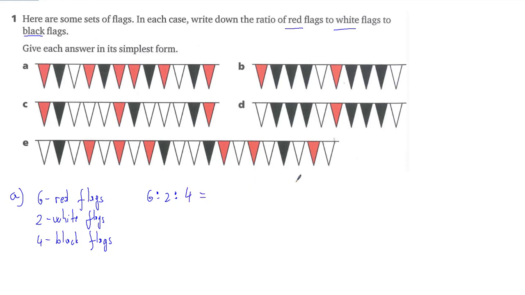As we can see, the greatest common factor of 6, 2, and 4 is not 1, but in this case it's 2. If it was 1, that means we have the simplest form. In this case we don't have it because it's 2. So we can divide all three of these numbers by 2. So 6 divided by 2 is 3, 2 divided by 2 is 1, and 4 divided by 2 is 2. So our simplest ratio will be this one, 3 to 1 to 2. You can try the rest of these.